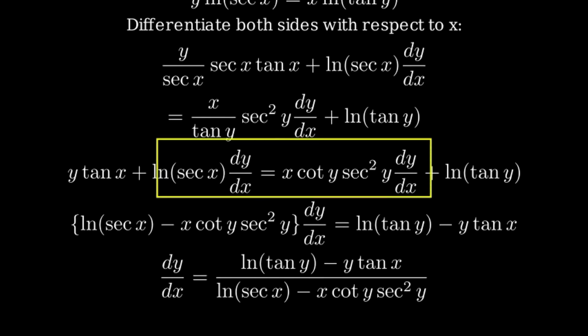And there we have it. We've found dy/dx through careful application of logarithm properties, the product rule, and the chain rule. This is a great example of how implicit differentiation can help us find derivatives of complex relationships between variables.